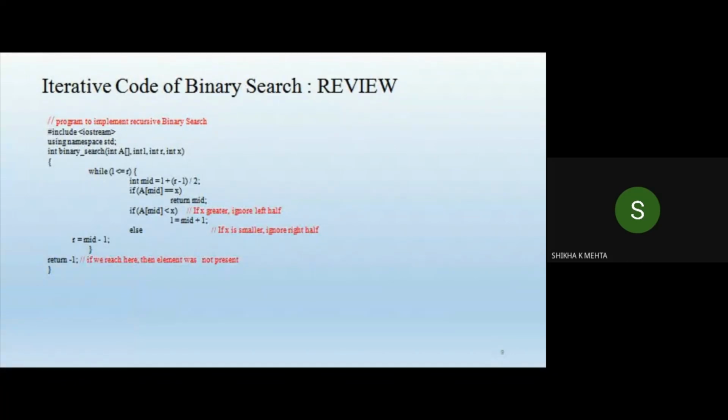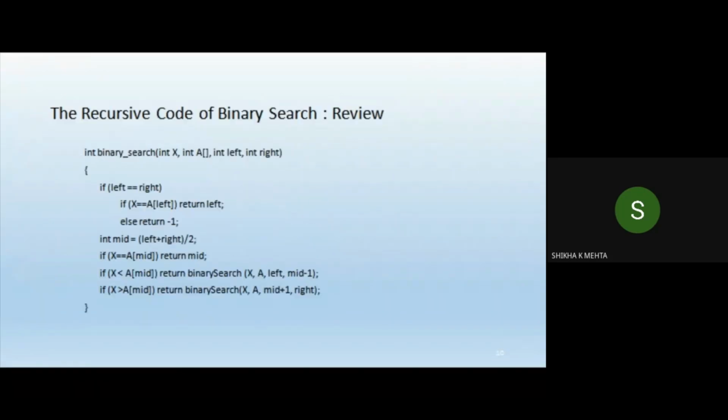Minus 1 indicates that the element is not present in this particular array. So the recursive code of this binary search that you can write is: if left is equal to right, if x is equal to a of left, return left. That means when we are comparing, both left and right are the same.